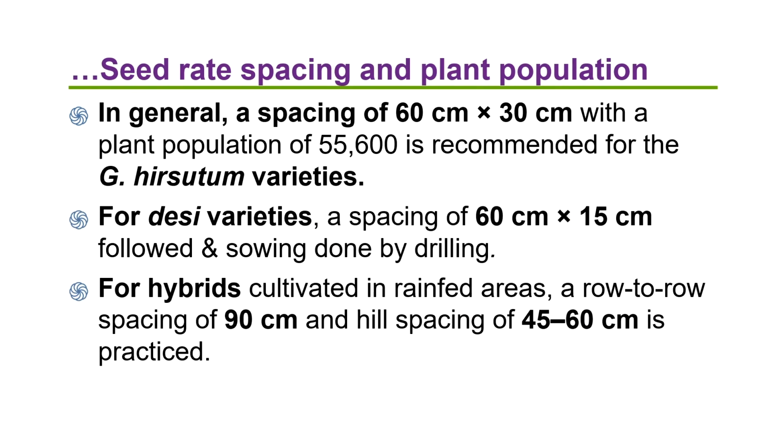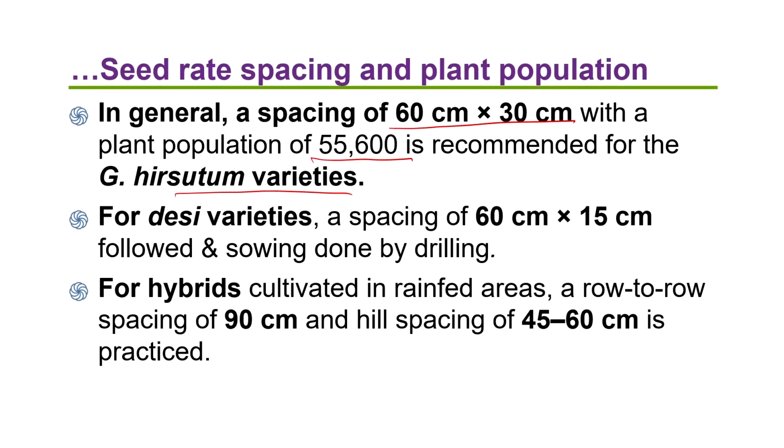hectare. In general, a spacing of 60 centimeter by 30 centimeter with a plant population of 55,600 is recommended for the Gossypium hirsutum varieties or American cotton varieties. 60 centimeter by 30 centimeter means row to row distance has to be 60 centimeter and plant to plant distance within a row has to be 30 centimeter. For Desi varieties, we need to reduce the spacing to 60 centimeter by 15 centimeter, followed by sowing done by drilling.